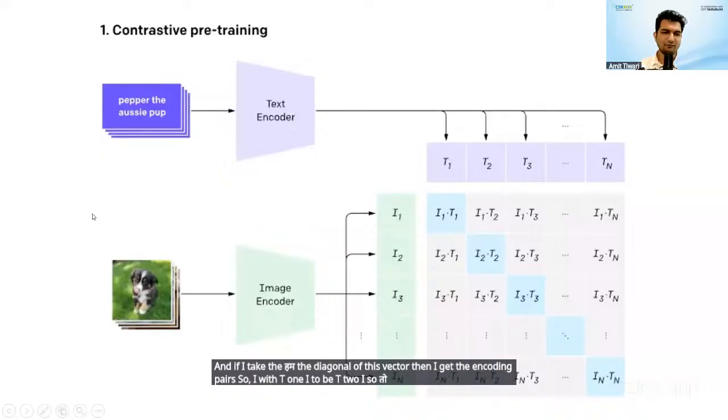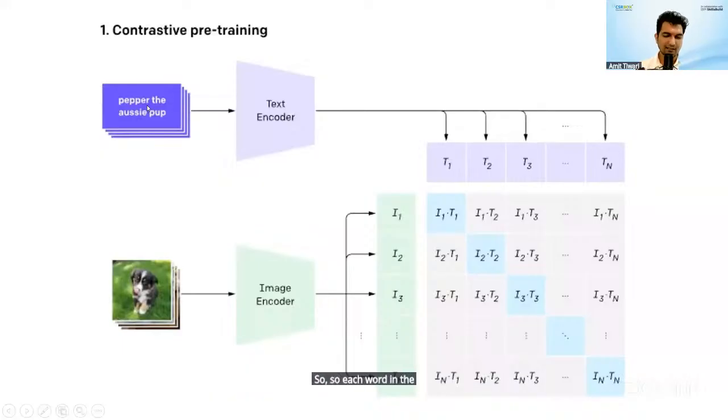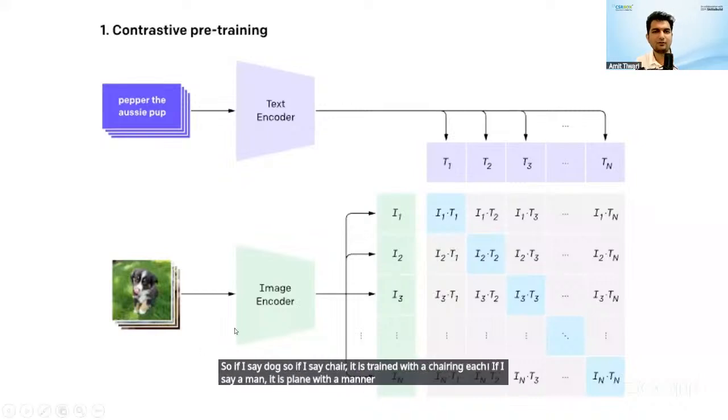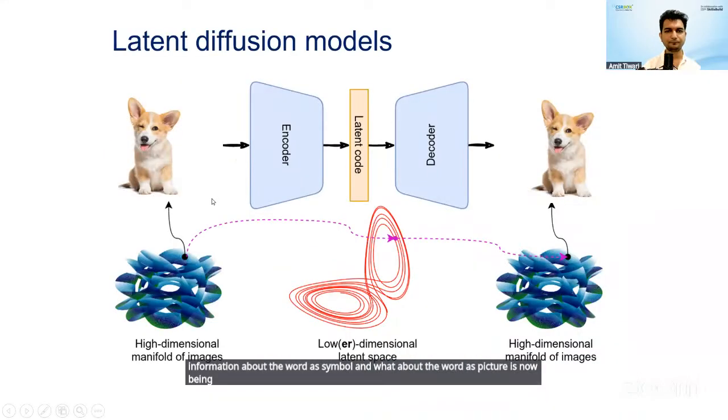So each word in the English language is trained with its corresponding image. If I say dog, then it is trained with a dog. If I say chair, it is trained with a chair image. If I say a man, it is trained with a man image. Okay, so the contextual information about the word as a symbol and the word as a picture is now encoded in a single vector.